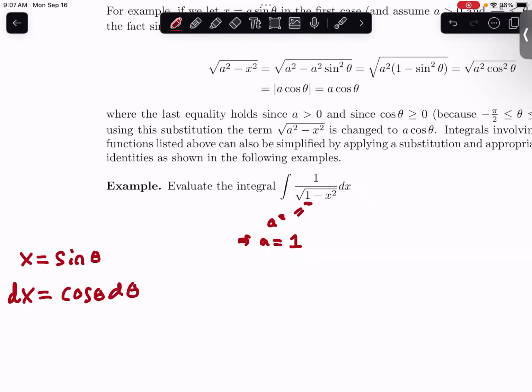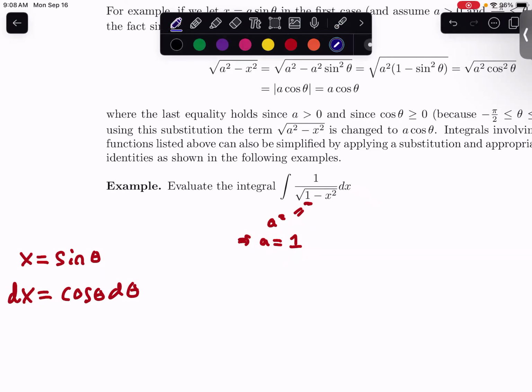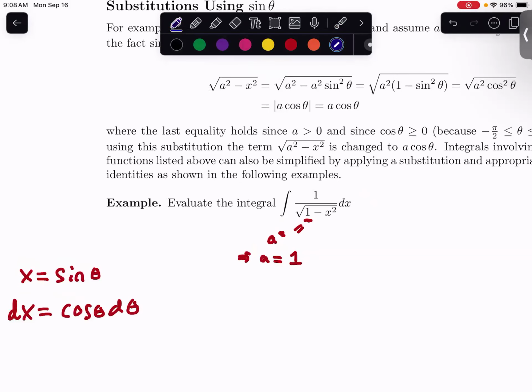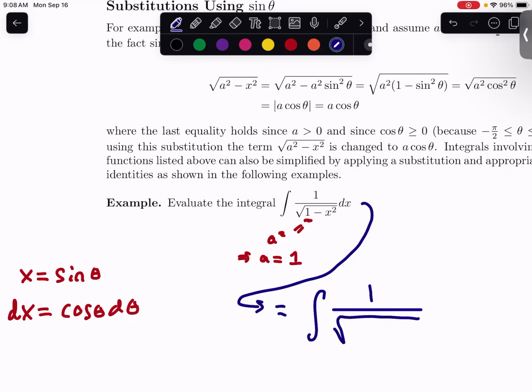And so now we can transform this integral into an integral in terms of theta. And so this is going to be equal to the following. So this is going to be the integral of 1 over the square root of 1 minus x squared. So we let x be equal to sine theta. So it's going to be 1 minus sine squared theta. And then we had that dx was equal to cosine theta d theta.